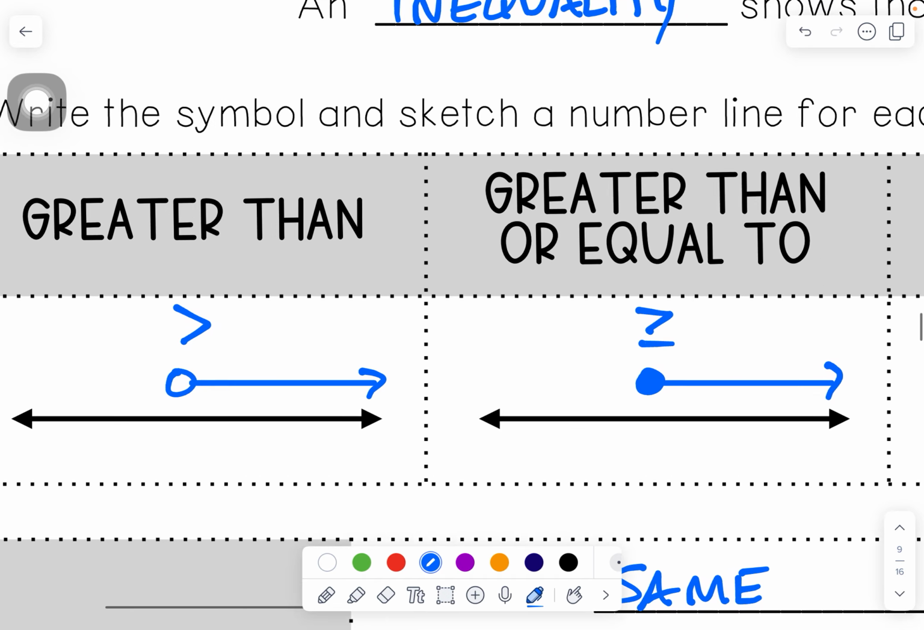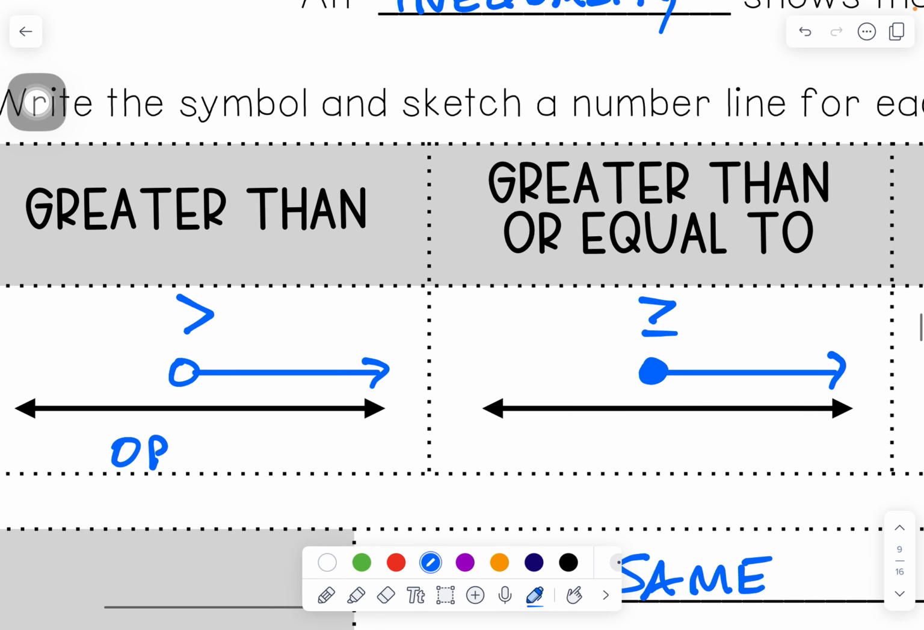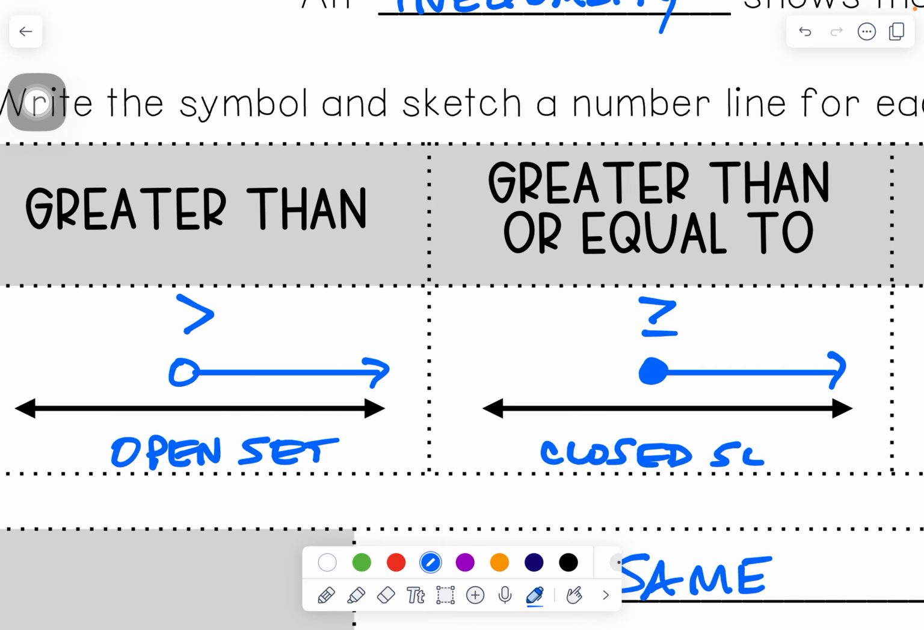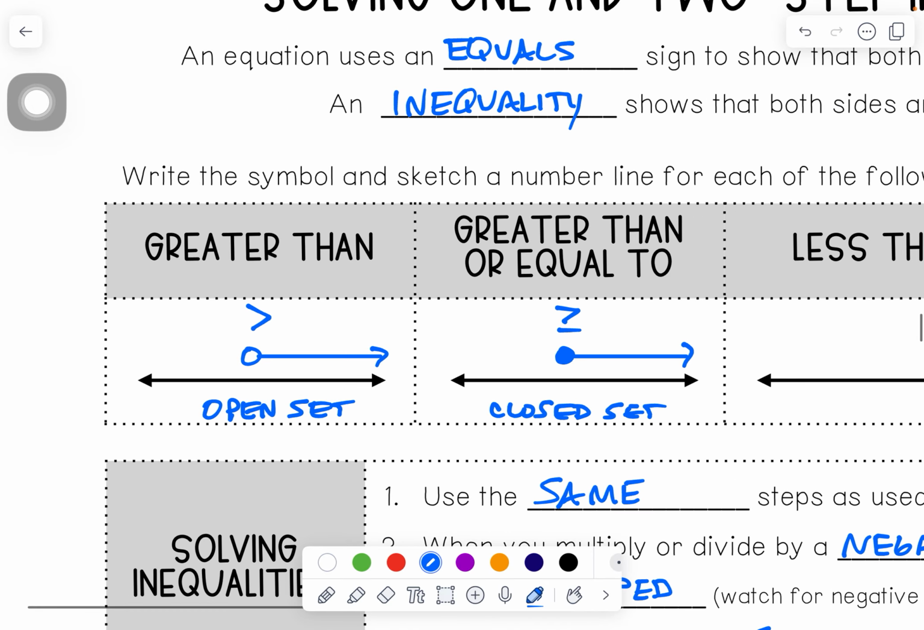This is considered an open set because the endpoint is not included. This would be considered a closed set because the endpoint is included. It's part of the answers.